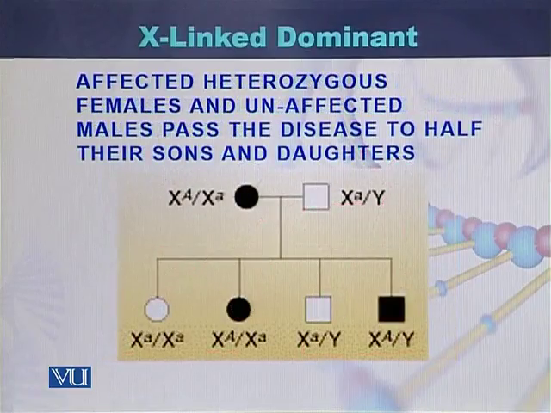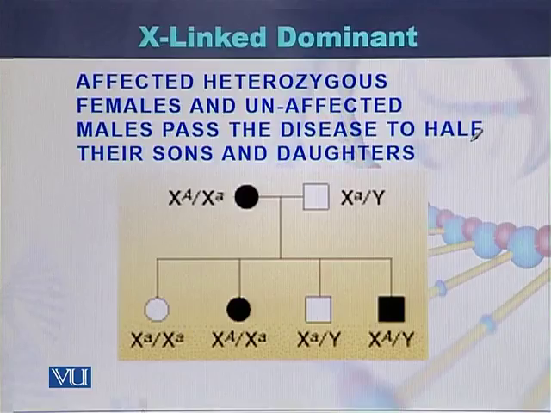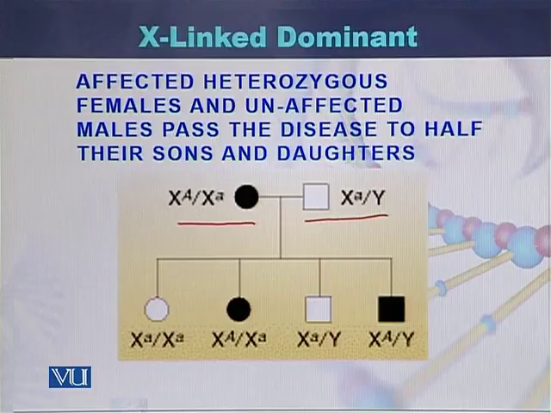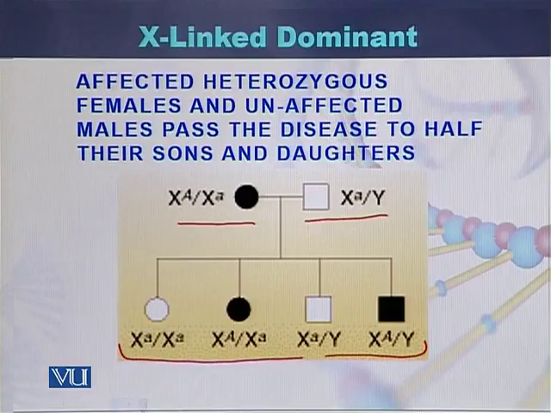This is the second example or pattern of inheritance of X-linked dominant. In this case, we can see that the female is affected, while the male is not affected. When the female is heterozygous and the unaffected male passes the disease to half of their sons and daughters. There are 4 children, and 2 of them are affected, while 2 of them are unaffected.